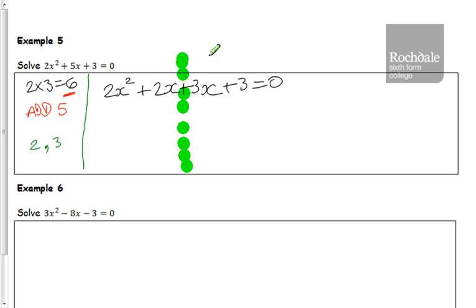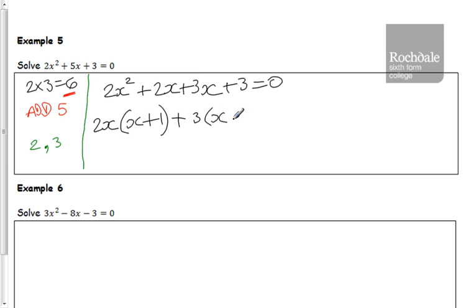I'm going to think of this in two parts. I'm going to factorise the left-hand side, factorise the right-hand side, and remember there's a plus in the middle. So here we go. I'm going to factorise the left-hand side. 2x squared plus 2x, common factors of 2 and x. Then we've got a plus, and now I'm going to factorise the right-hand side. 3x and 3, common factor of 3.